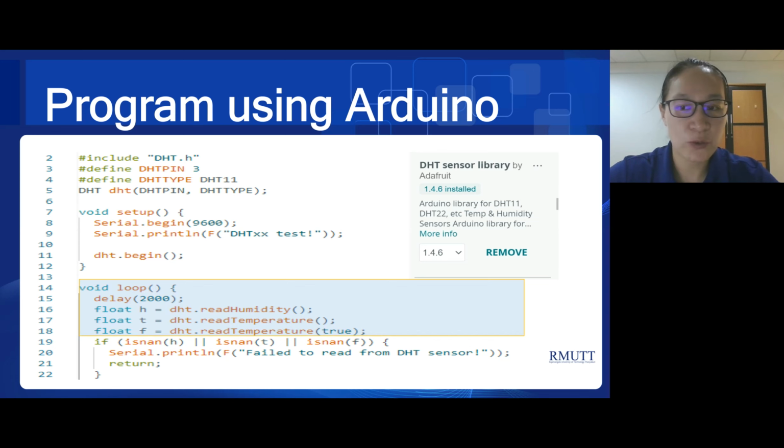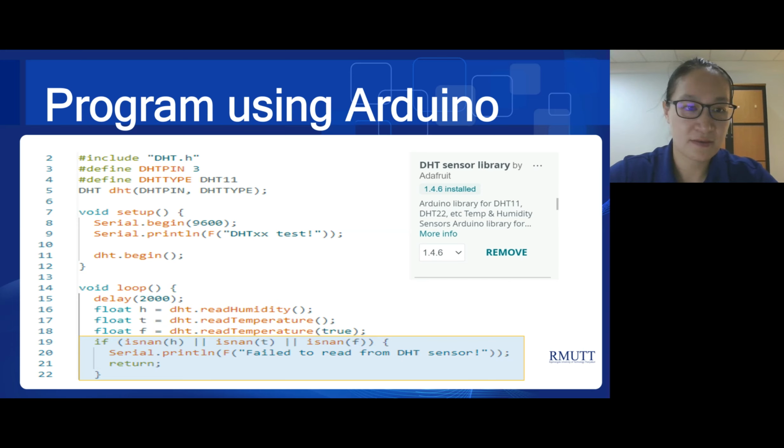From this, we will add a delay of 2 seconds between measurements to give the sensor time to refresh, and read the humidity and the temperature from the sensor. So this way, we can check if the readings failed and print an error message.